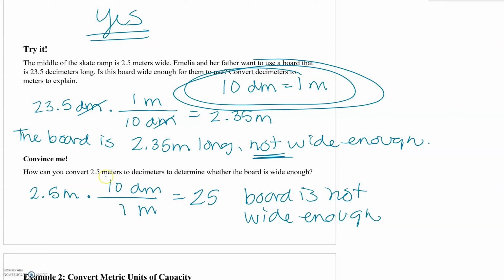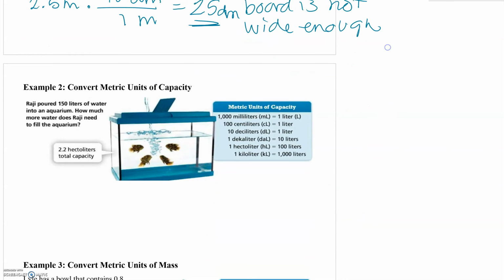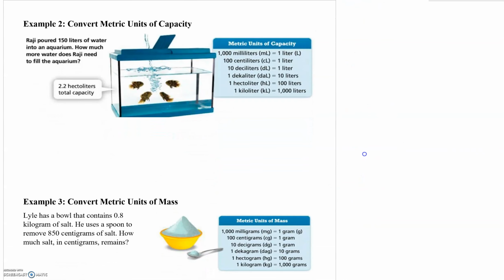And then they asked if we converted our decimeters to meters, can we do meters to decimeters? And yes, we can do that, and I did right here. So I got 25 decimeters, but the board is still not wide enough. So no matter which way you converted it, you're still going to come to the same conclusion. Alright, so here we go again. We're going to look at example 2.